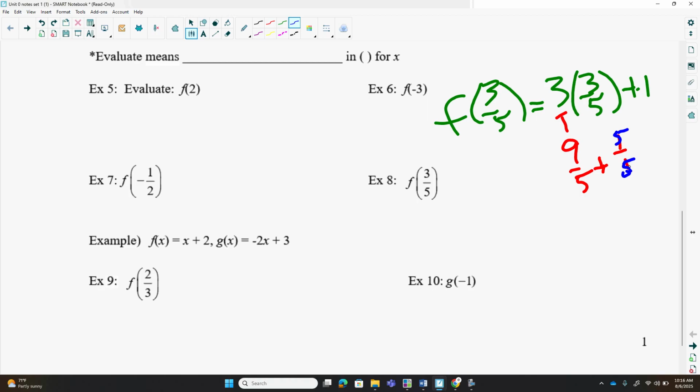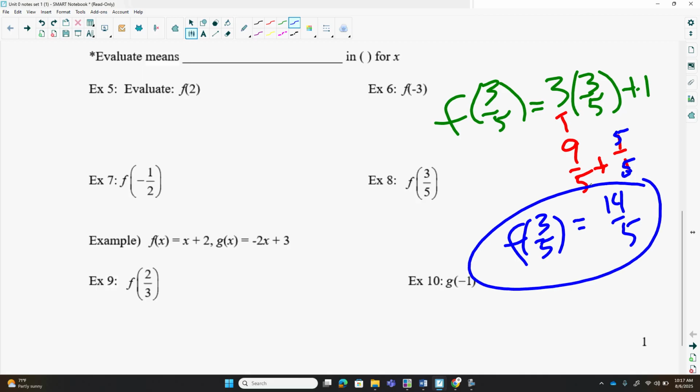Now, add those together, and that gives you 14 over 5. Do not change it into a mixed number. I do not want it written as 2 and some change or whatever, okay? It will always be written as what we call an improper fraction.